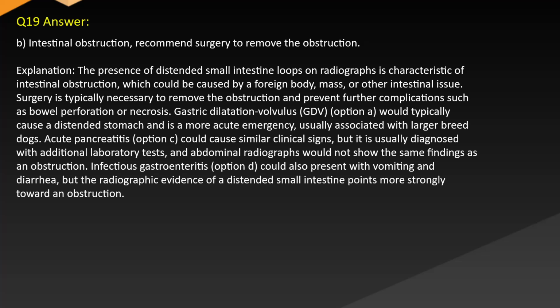Gastric dilatation volvulus, GDV, option A, typically causes a distended stomach and is a more acute emergency, usually associated with larger breed dogs. Acute pancreatitis, option C, could cause similar clinical signs, but it is usually diagnosed with additional laboratory tests, and abdominal radiographs would not show the same findings as an obstruction. Infectious gastroenteritis, option D, could also present with vomiting and diarrhea, but the radiographic evidence of distended small intestine points more strongly toward an obstruction.